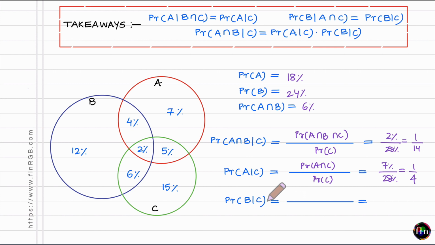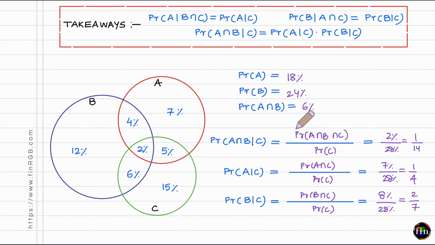Next, coming on to probability of B given C, that is probability of B and C divided by probability of C. Probability of B and C, well, that's this overlapping region, 6 plus 2, 8%. That divided by probability of C, 28%, is essentially 2 over 7. So multiplying these two actually does give me 1 over 14. So this condition is satisfied.